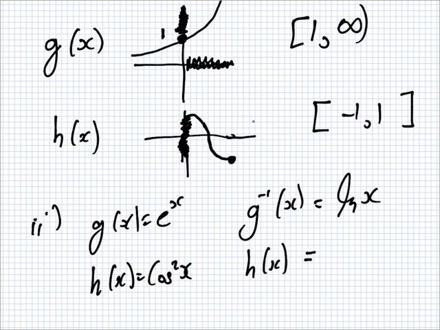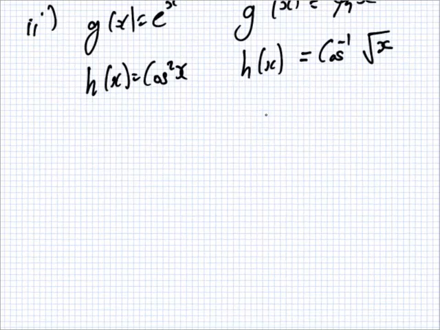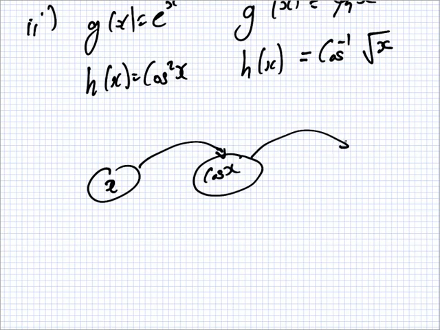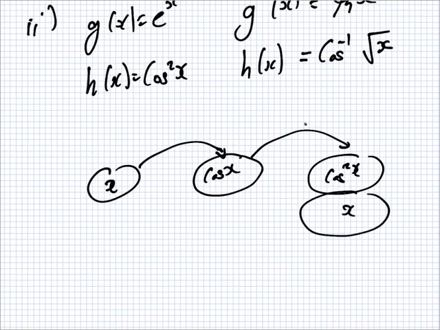So the answer is, where's my pen? I can't see. Oh, there it is. Square root x and then cos inverse. But I thought the square was on the cos x. No, think of it like this. Here's x, and then what do we do? We cos it, and then what do we do? Square it. So if you're going backwards, if you start here with x, what's the last thing we did? Square it. So what's the first thing we do here now? Square root it. And then what's the last thing we do? Cos inverse it.